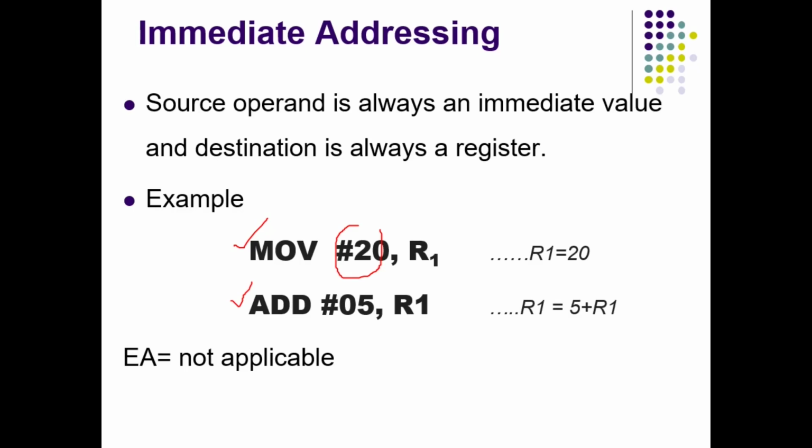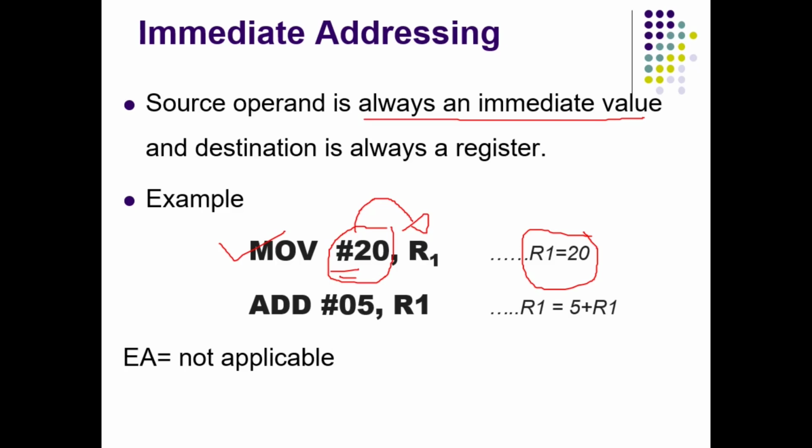For example, in the move instruction referred to here, I know that I have to move the value 20 into R1. That is, I want to make R1 equal to 20. So how do I move that 20 into R1? Move #20, R1. What does the hash indicate? It indicates the immediate data. That is why it is called immediate addressing mode, where the source operand is an immediate value.